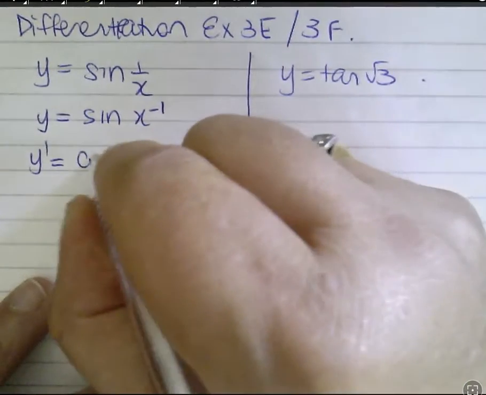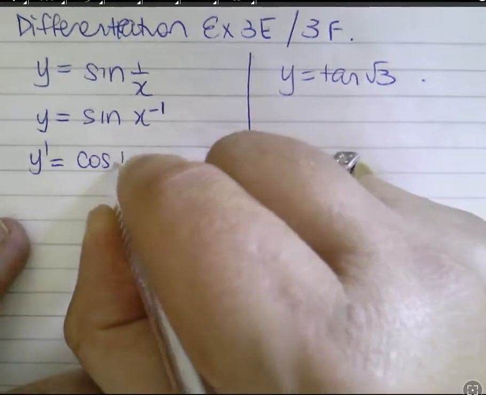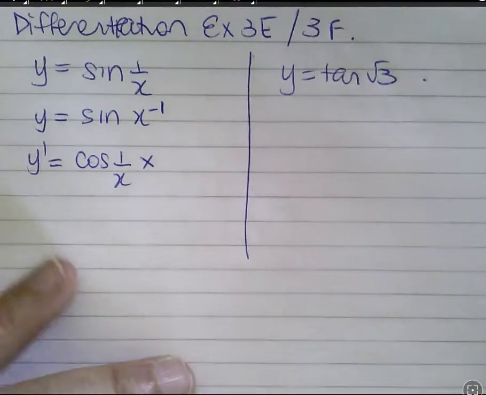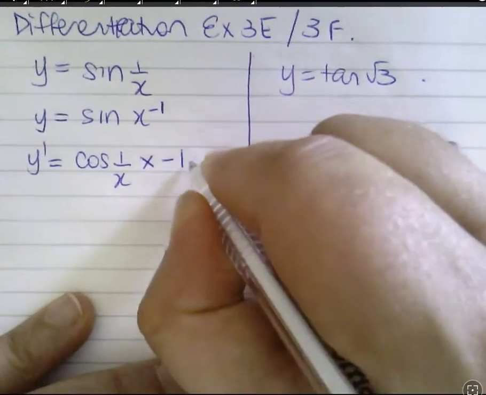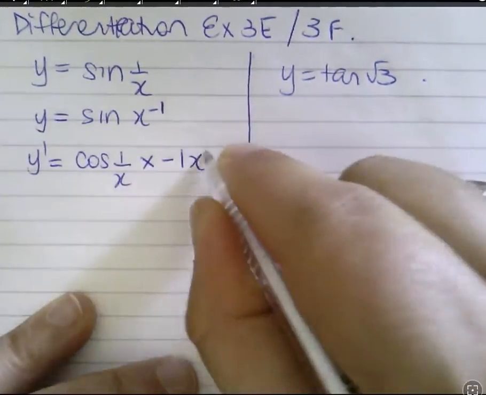differentiate sine, you get cos x to the negative 1, which is cos 1 on x, times differentiate x to the negative 1. Bring the negative 1 to the front. Drop this power by 1.